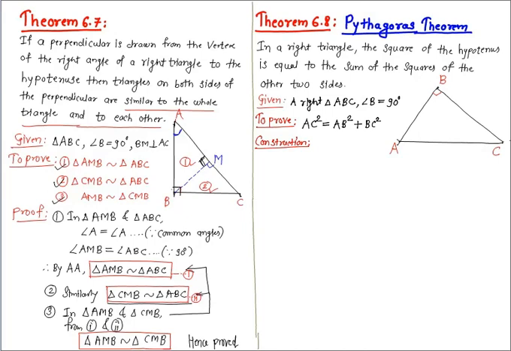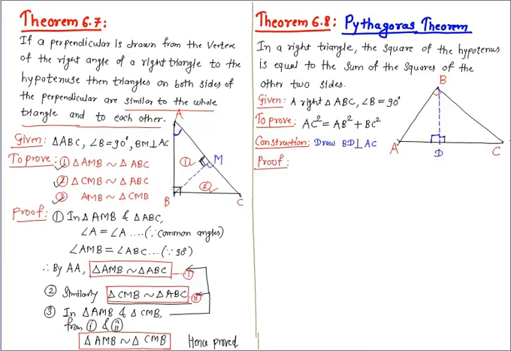So from the vertex at the right angle, we'll draw a perpendicular to the opposite side, that is hypotenuse AC. Let's take this point as point D. Write the same here in the construction: draw BD perpendicular to AC. Now let's start the proof.